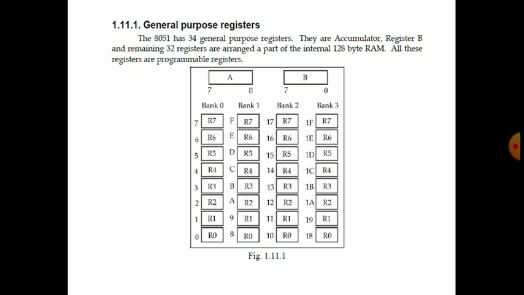So the general purpose registers. Now we are moving on to the explanation of these registers. The 8051 has 34 general purpose registers. They are accumulator register, that is A, register B, and the remaining 32 registers are arranged as a part of the internal 128 byte RAM. All these registers are programmable registers. They can be used in the program, right? They are directly accessible in the program. We can write their names directly in the program.